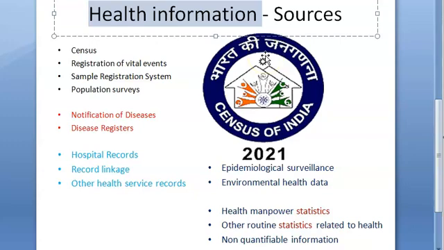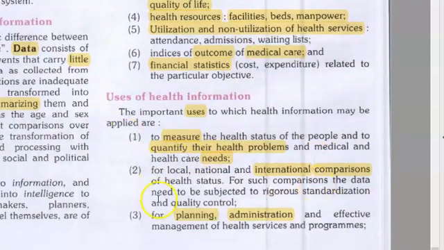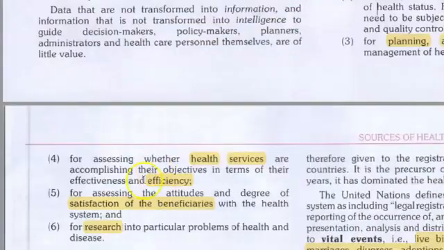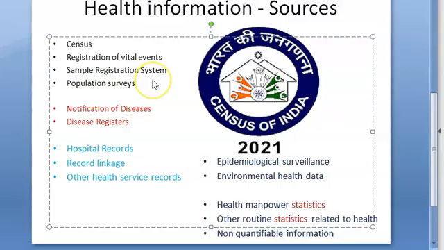What about the components? Components we told you: demography, vital events, then what else we told you? Health resources, facilities, the utilization of these services, outcome of medical care, financial statistics also. Then they'll ask the uses of health information system: to measure the health status of people, what exactly they need, international comparisons, planning, administration, assess whether health services are efficient, are people satisfied, research. Always in the end write research.